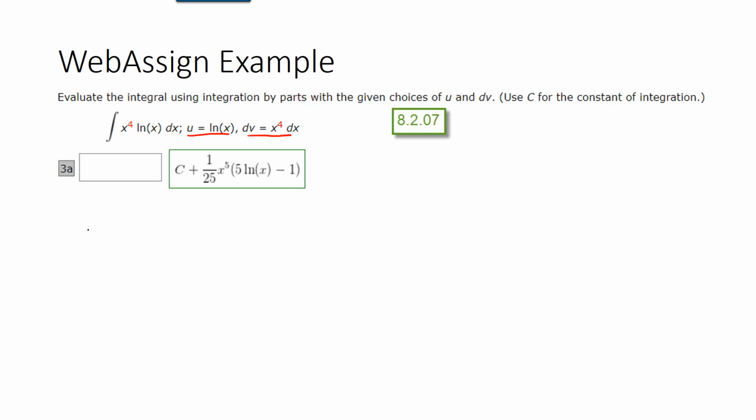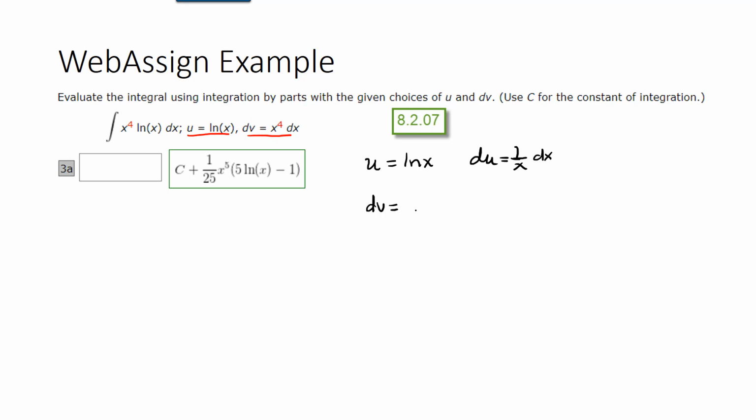And again, follow those guidelines. You want u to be something that if you took the derivative, it would get simpler, not more complicated. And you want dv to be as complicated as possible, but still be able to take the integral. So you can see here that with the choice of u being natural log of x, du would be 1 over x dx. And 1 over x is simpler than the transcendental function natural log of x.